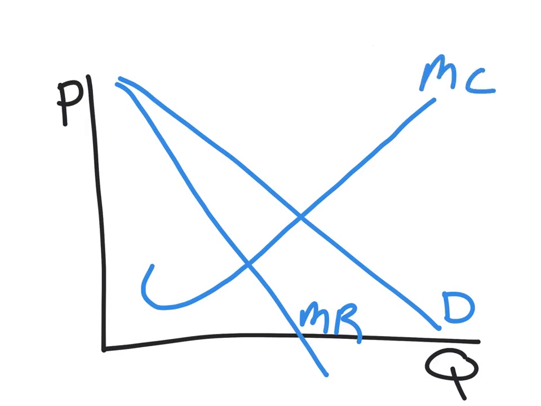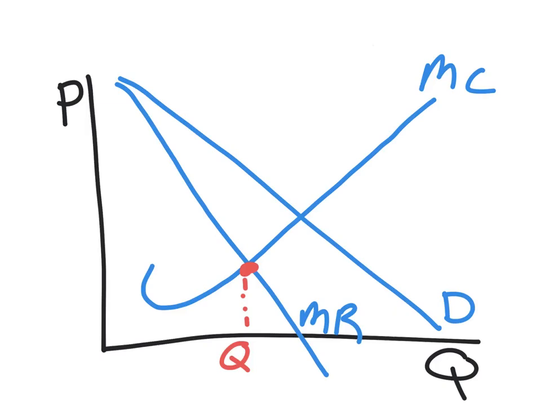And again, similar to a perfectly competitive market, you want to find your profit maximizing point, which is always going to be MR equals MC, so where your marginal cost equals your marginal revenue. So that is right here where the two lines cross. So this quantity right here will be our profit maximizing quantity.